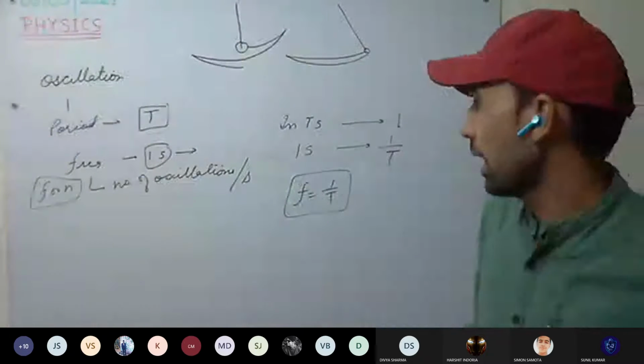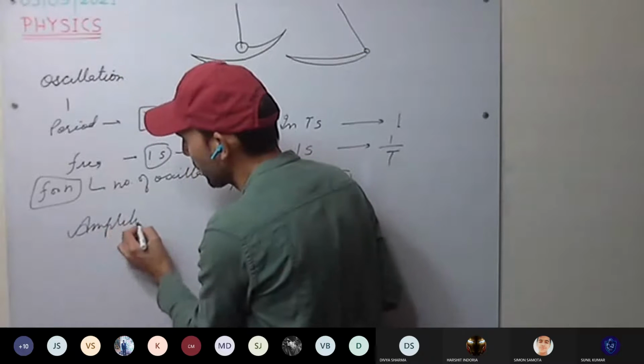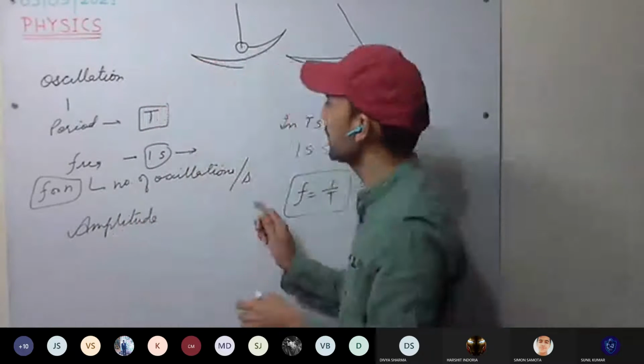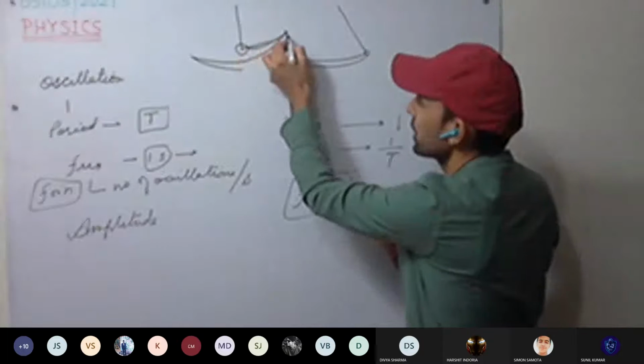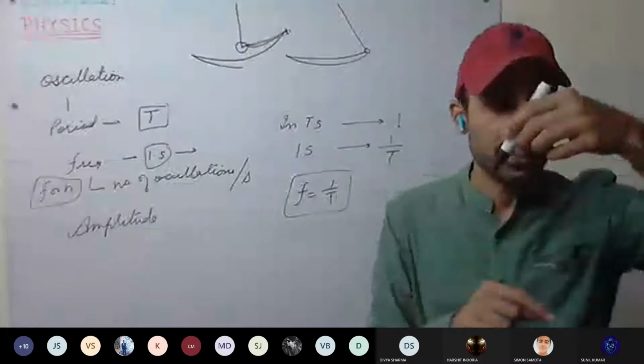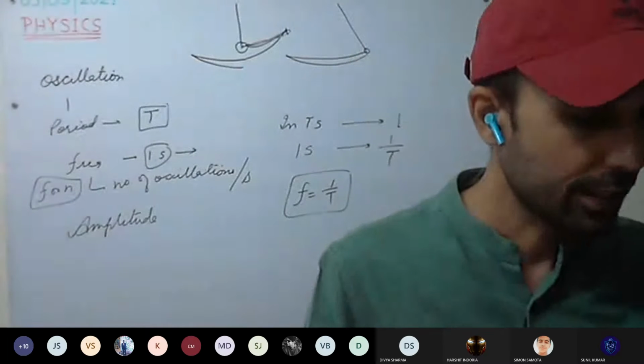Then we discussed amplitude. Amplitude means maximum displacement of the bob from its mean position. That is from here to here. This distance is called amplitude. Maximum displacement of the bob from its mean position, on either side we can take.